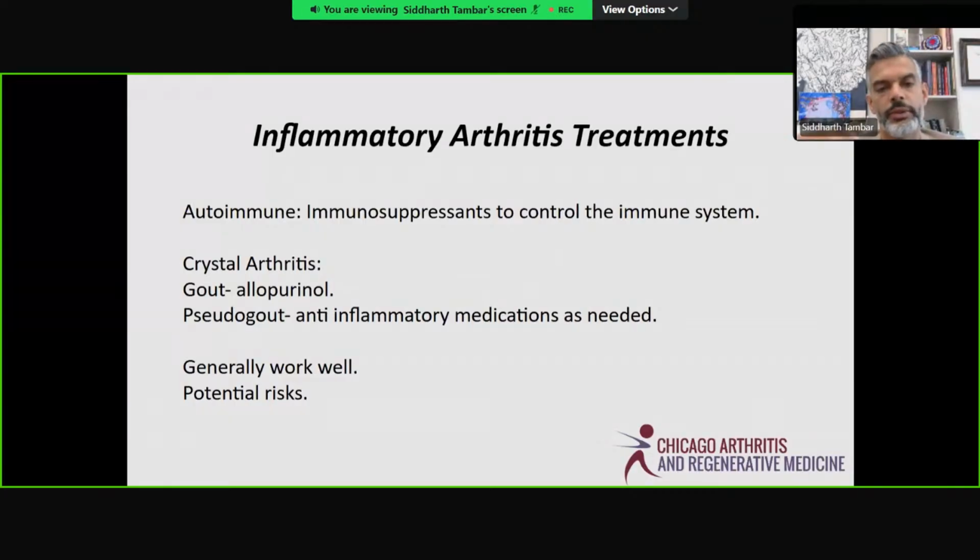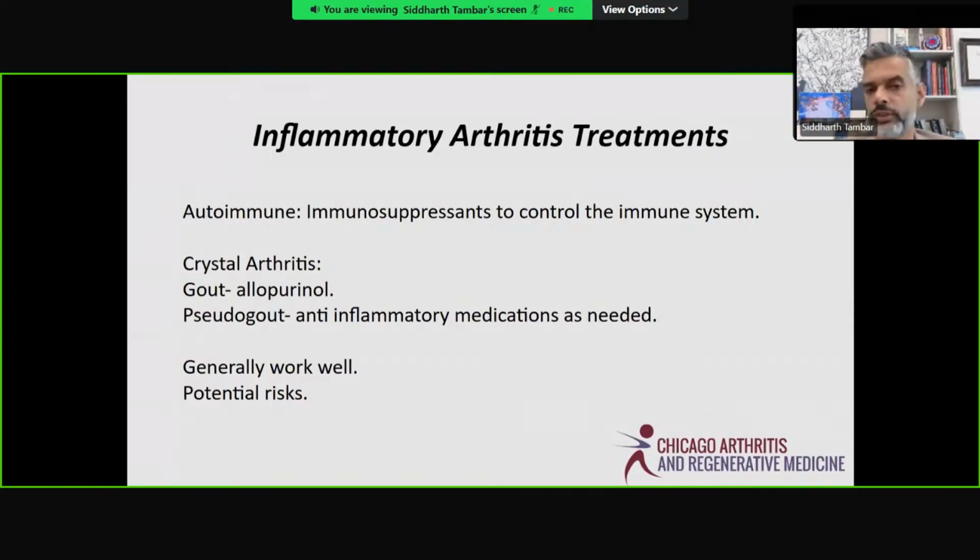Pseudogout, we don't really have a similar medication. So in general, it's utilizing anti-inflammatory medications as needed, sometimes borrowing medications from other conditions to treat the chronic inflammation as well. It's not perfect because we don't have a really great disease-modifying treatment. It's more about trying to control the condition. Generally, this approach works well. That's what's been around for decades.